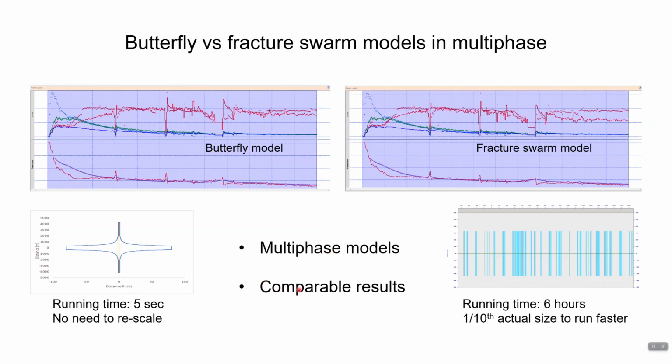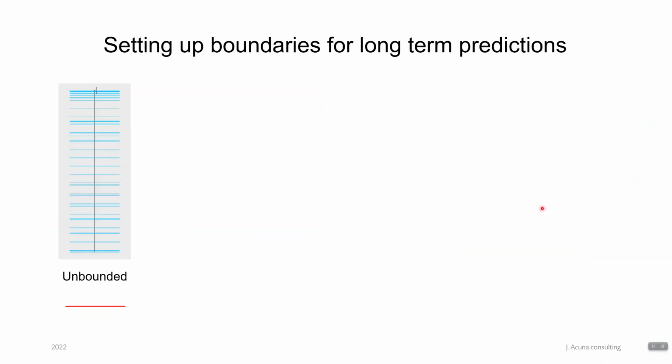So the results are comparable. They run in multiphase, both of them, but this one runs much faster. And this is the power of butterfly models. It allows you to get to multiphase results very, very fast compared to creating a model of the actual fracture swarm model.